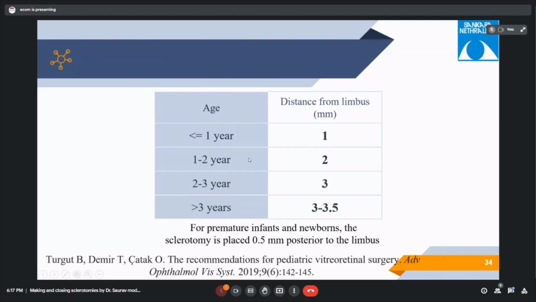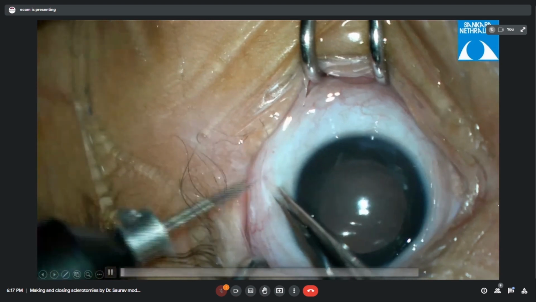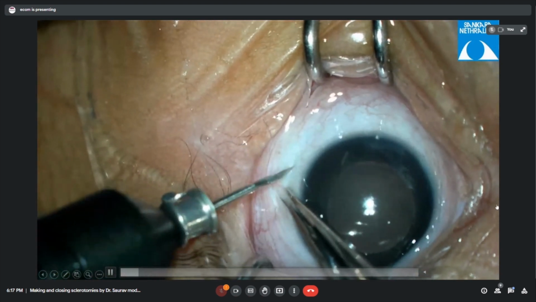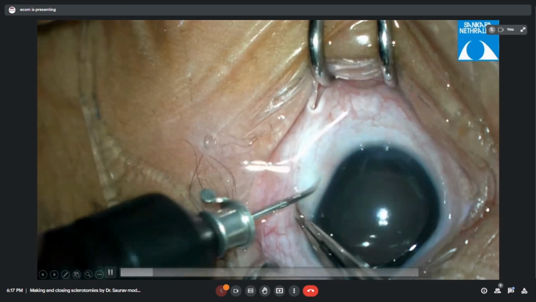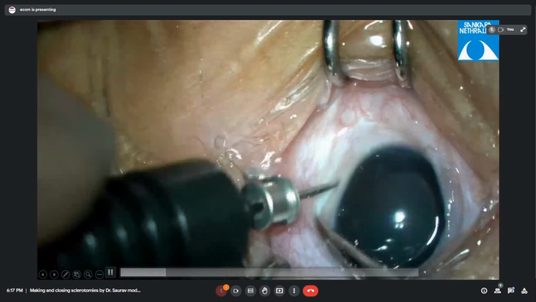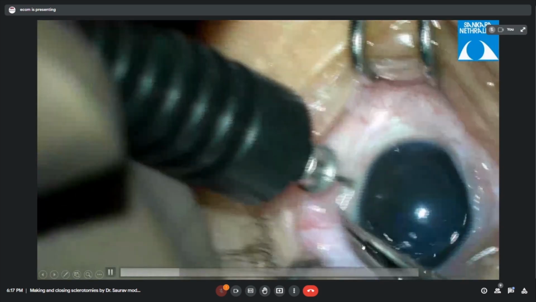In the pediatric age group, in a term baby less than 1 year, the sclerotomies are made at a distance of 1 mm from the limbus, at 1 to 2 years at 2 mm from the limbus, usually after 3 years at 3 mm from the limbus, and thereafter 3 to 3.5 mm. In premature infants, the sclerotomy is placed 0.5 mm posterior to the limbus. A video showing pediatric sclerotomy making: the infusion cannula with the chandelier has been used here to make the inferotemporal sclerotomy.